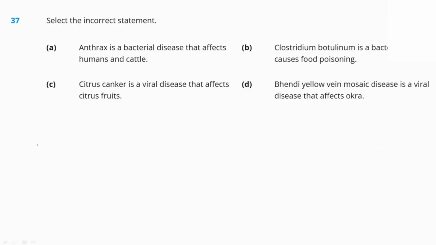Next, select the incorrect statement. Anthrax is a bacterial disease that affects humans and cattle. This is correct. Clostridium botulinum is a bacteria that causes food poisoning. This is also correct. Citrus canker is a bacterial disease which affects citrus fruits. No, it's not a bacterial disease, it's a fungal disease. So option number C is our incorrect statement.